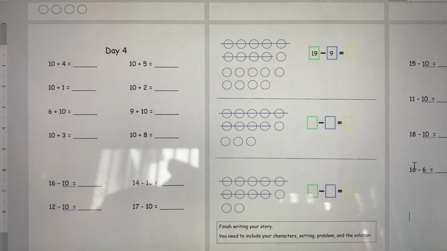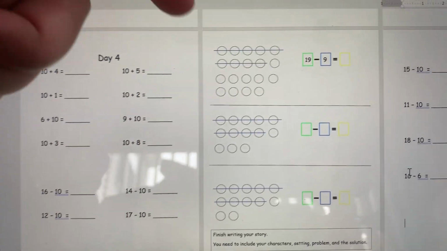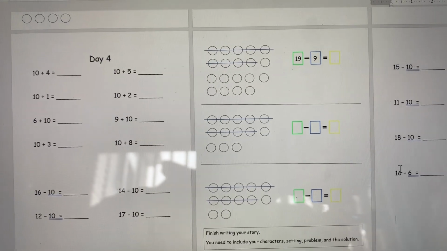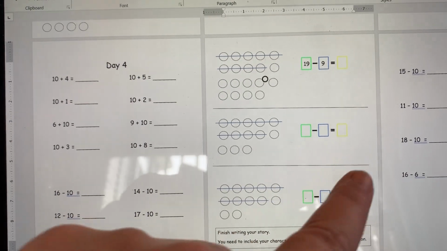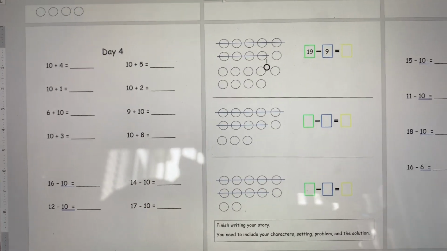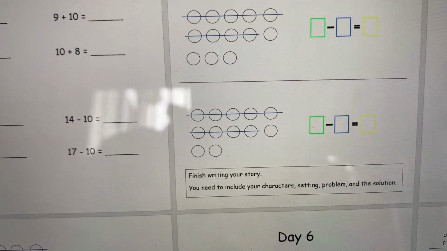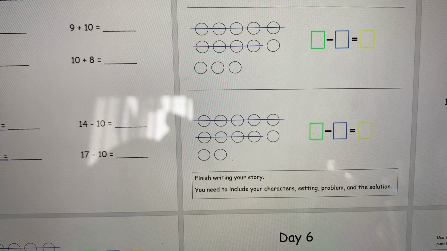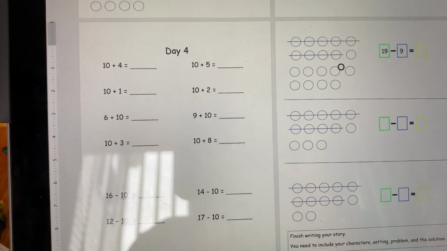And then we have our taking away 9 again. So we have 19 circles, they crossed out 9, and now you have to find how many are left. This one you have to put in all of the pieces of the equation. Then on the bottom there's a note here. It says, finish your story. You need to include your characters, setting, problem, and the solution. I didn't finish my story, so I'm going to show you that part first since it's on my board still, and then I will go back and show you the math.